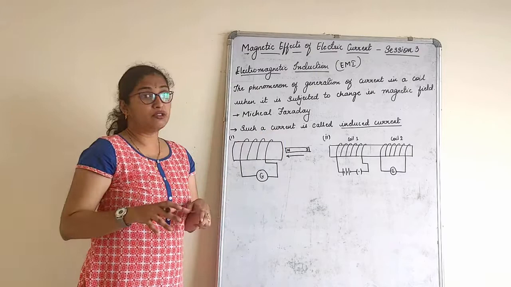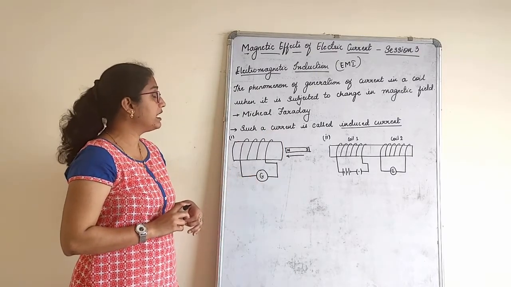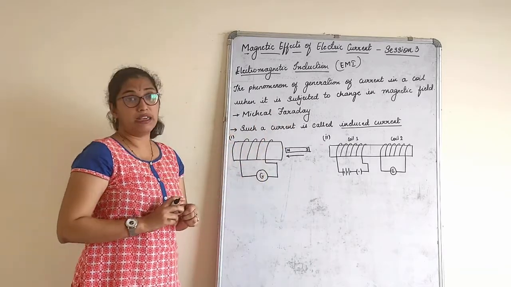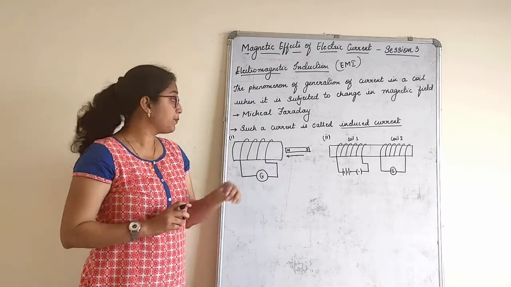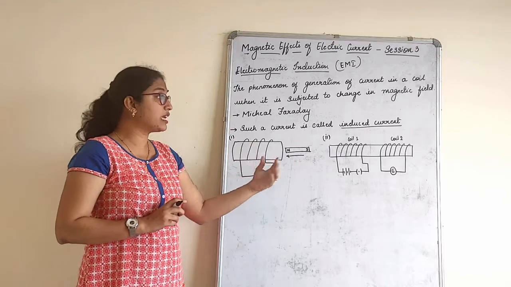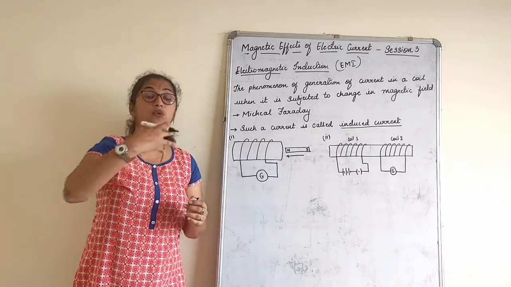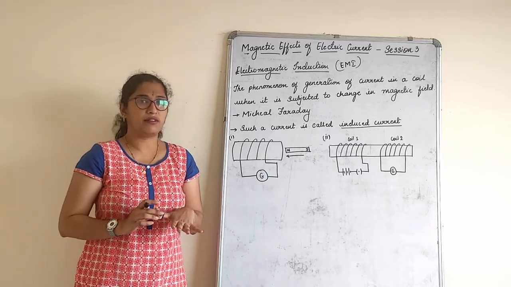So what is this electromagnetic induction? The phenomenon of generation of current in a coil when it is subjected to a change in magnetic field is called electromagnetic induction. It was given by Michael Faraday. The current that is generated is called an induced current.